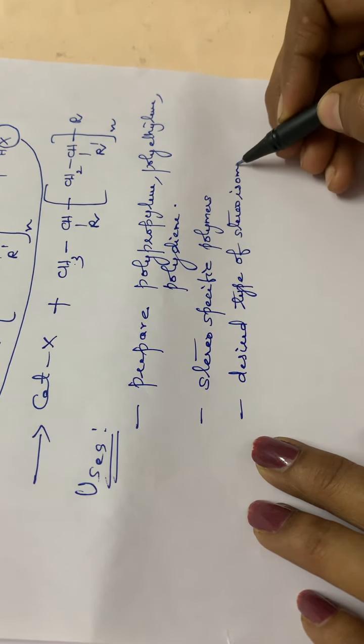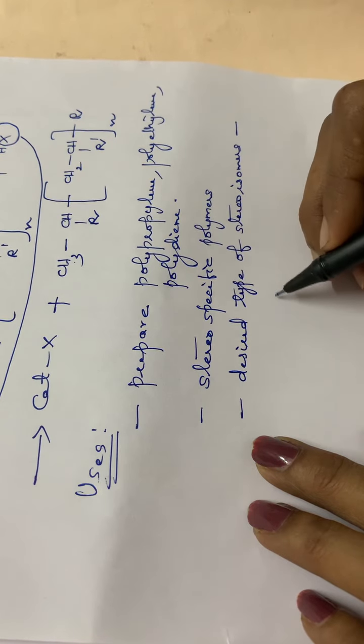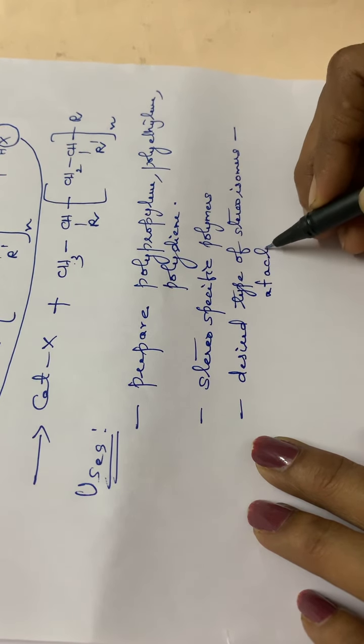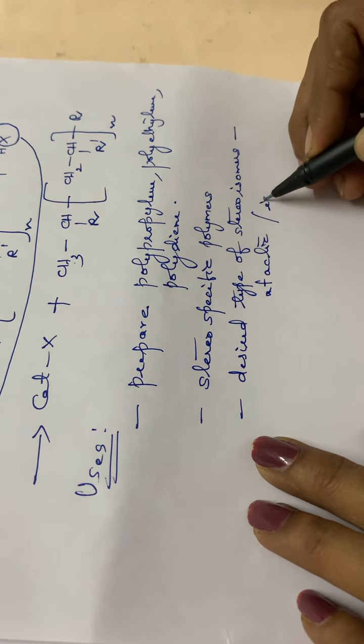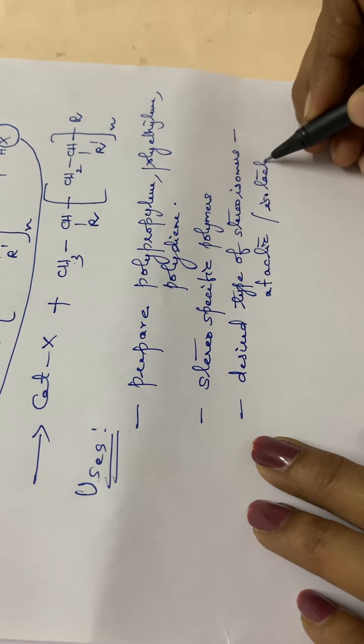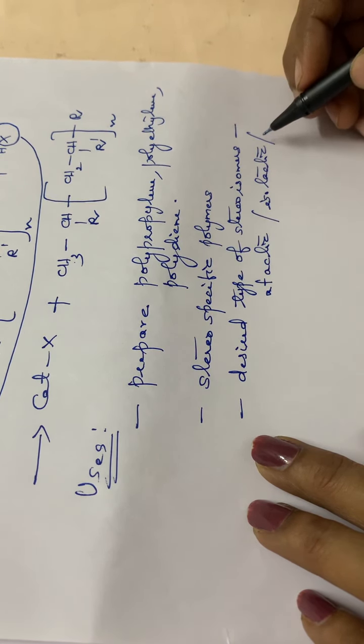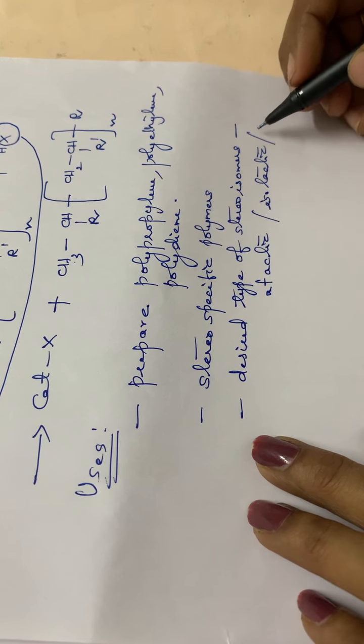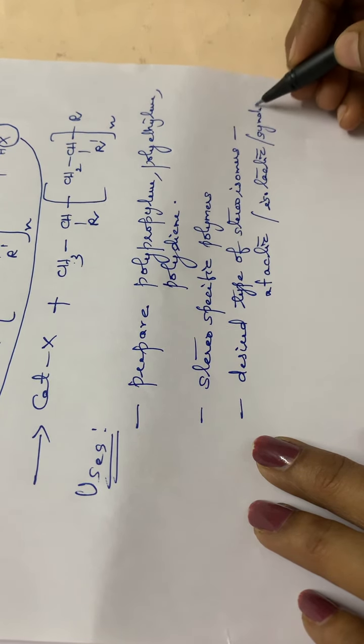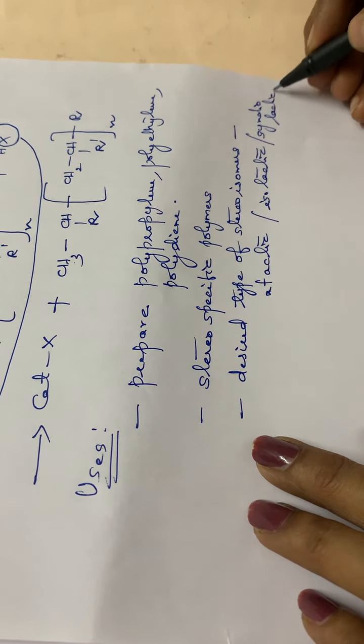Different types of stereoisomers can be prepared. That is, we have studied tacticity, isn't it? Whether atactic, isotactic or syndiotactic, whatever we require, we can prepare with the help of this Ziegler-Natta polymerization. Any type of polymer can be prepared.